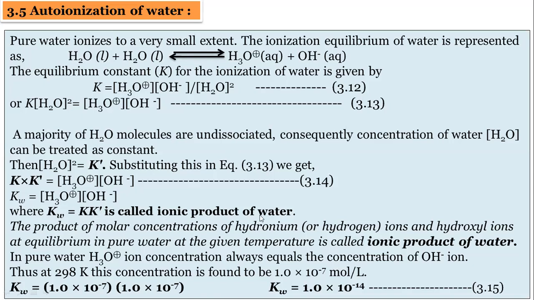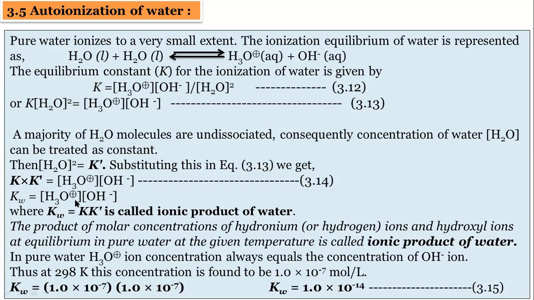So the ionic product of water, by this equation we can write the definition. The product of molar concentration of hydronium ions and hydroxyl ions at a given temperature is called the ionic product of water. So this definition is given. This definition is prepared by using this equation.